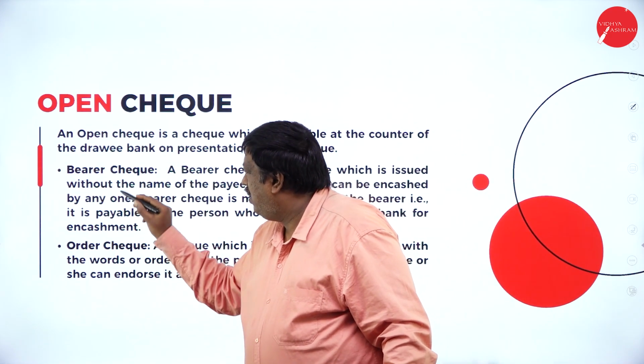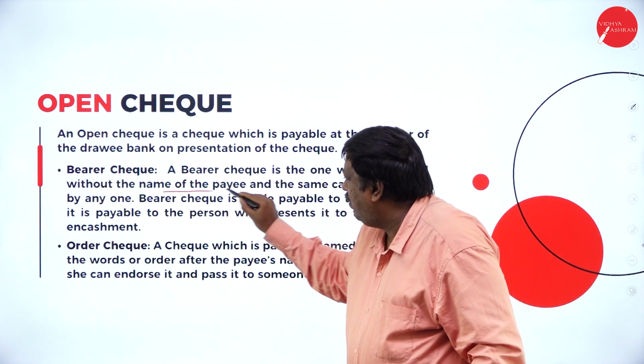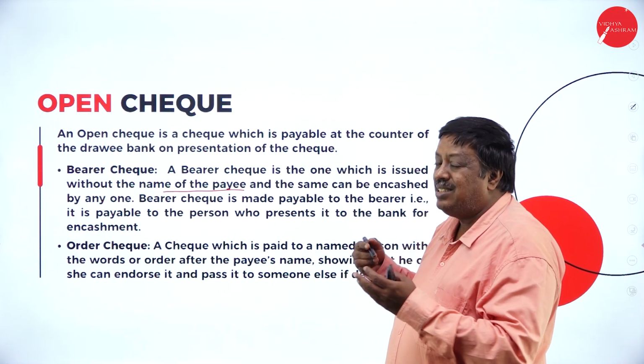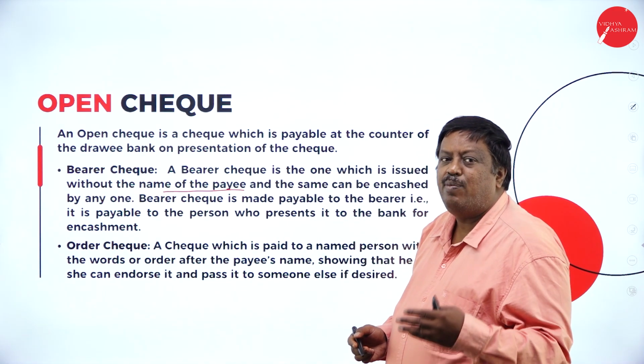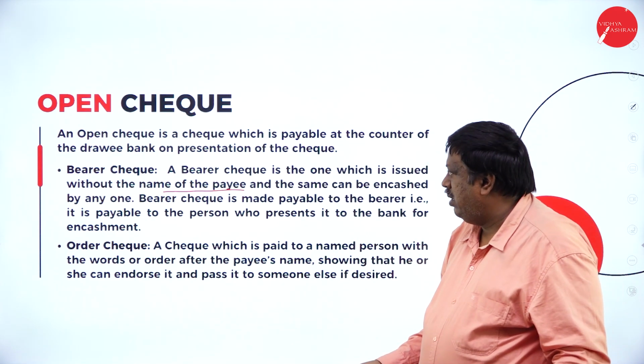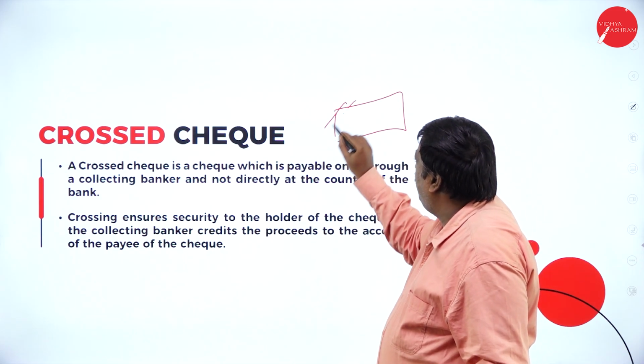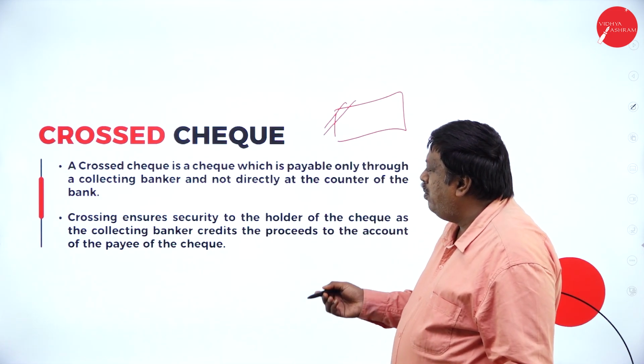Open check, already said, the bearer check is the one which is issued without the name of the payee. Means I'll write it as self here, and I'll not write the name of the party. Order check, where I'm going to write the name of the party. Crossed check, a check which has been crossed properly and which will be mentioned here.